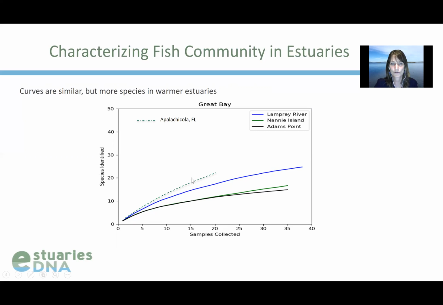This is Apalachicola in Florida. These 3 are the Great Bay curves that we already looked at. In Apalachicola, we see slightly more species, and that's probably because it's a nice warm environment and they just have more species there. But for none of these sites do we see the curve leveling off. So as you continue to sample, as you continue to look at more sites, or you add more time points, you will continue to see more species.